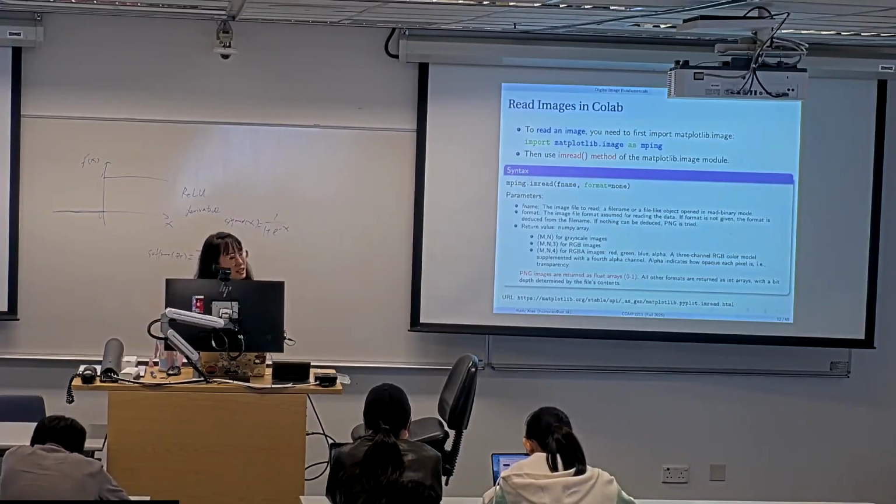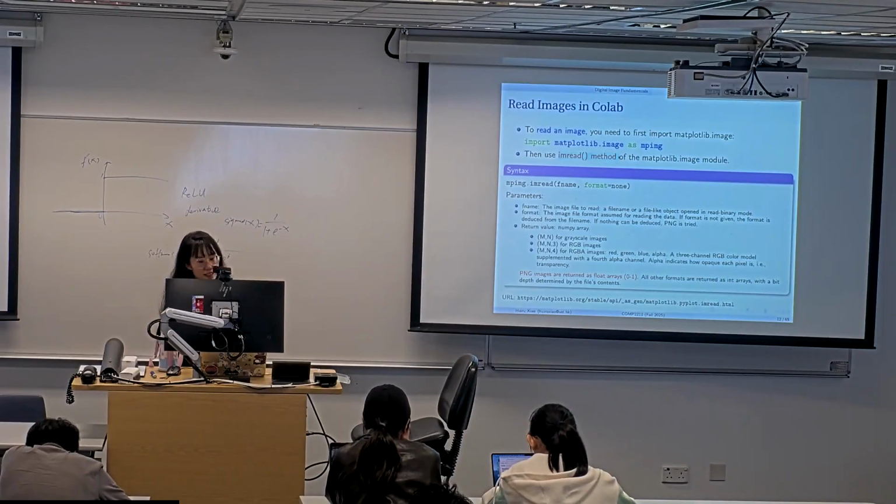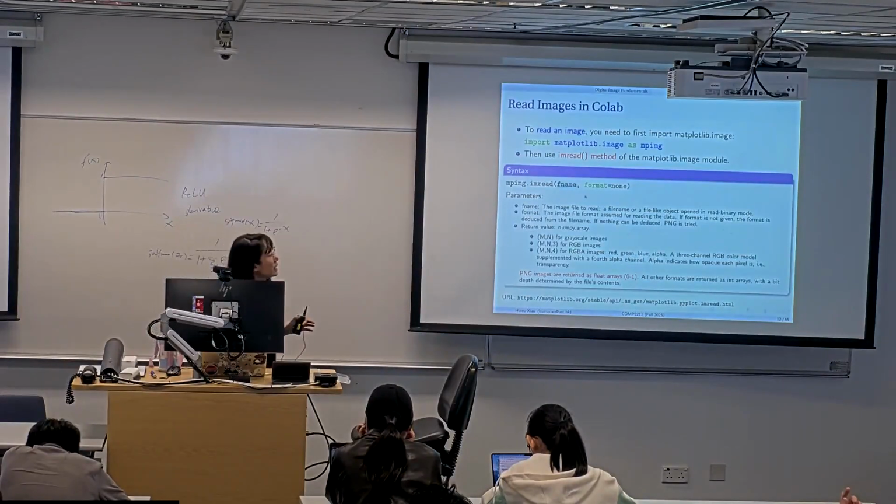To read an image, usually we use the Matplotlib library, and we import it and give it a nickname, mpimg. So we use the imread method to read the images. This would be the syntax. This fname is the image file you want to read. It's a file name or some file-like object opened in binary read mode.